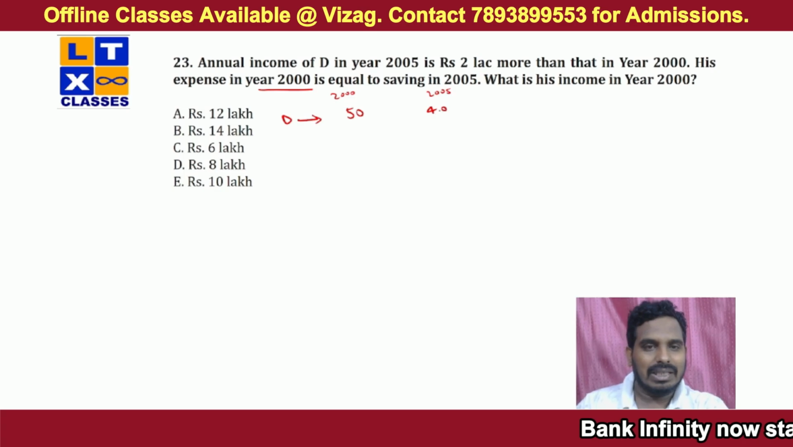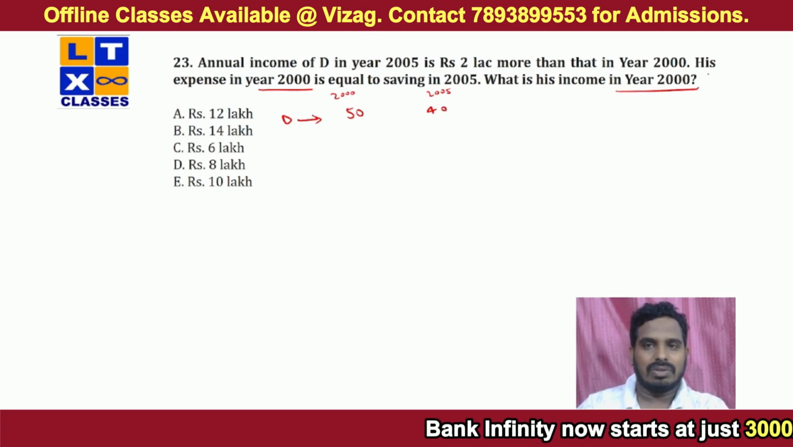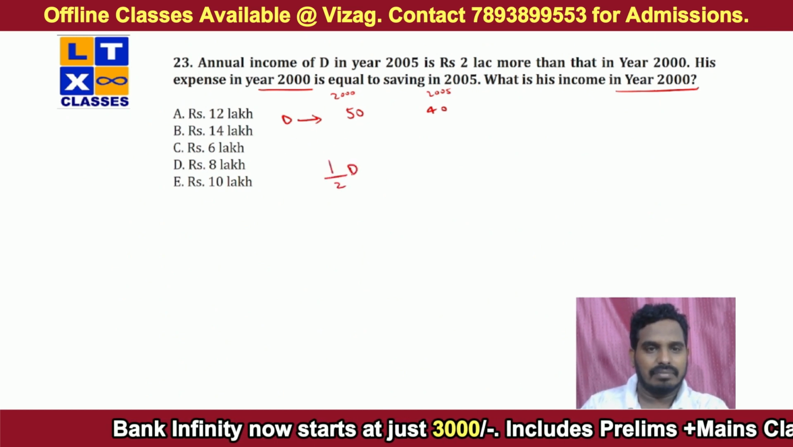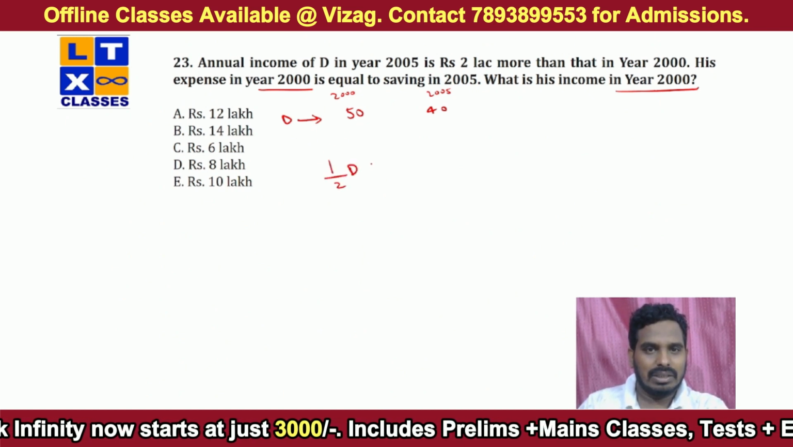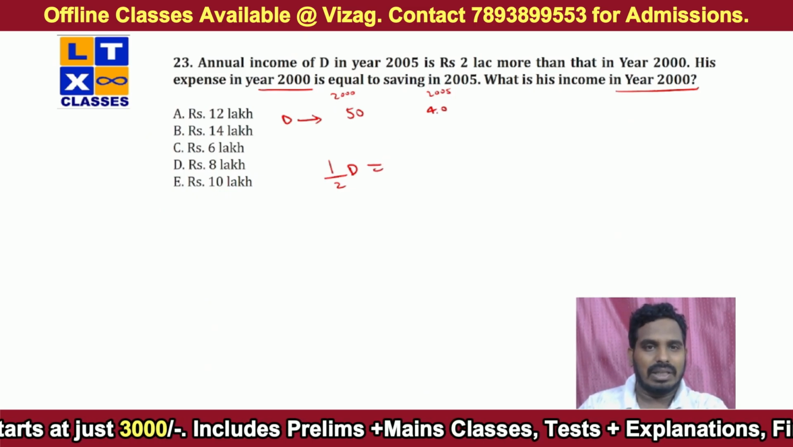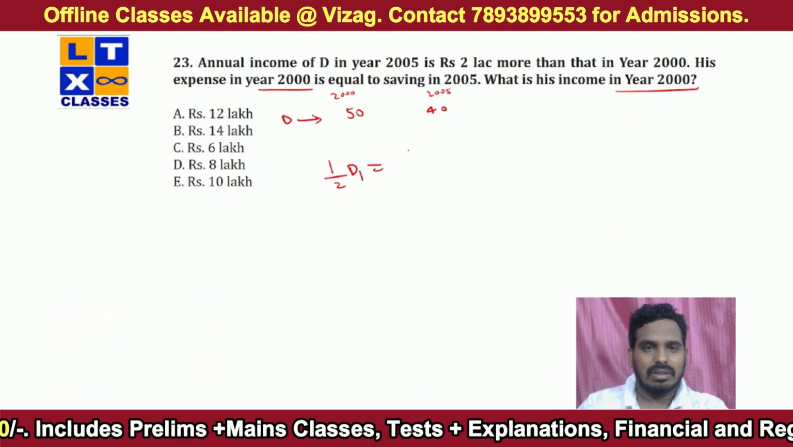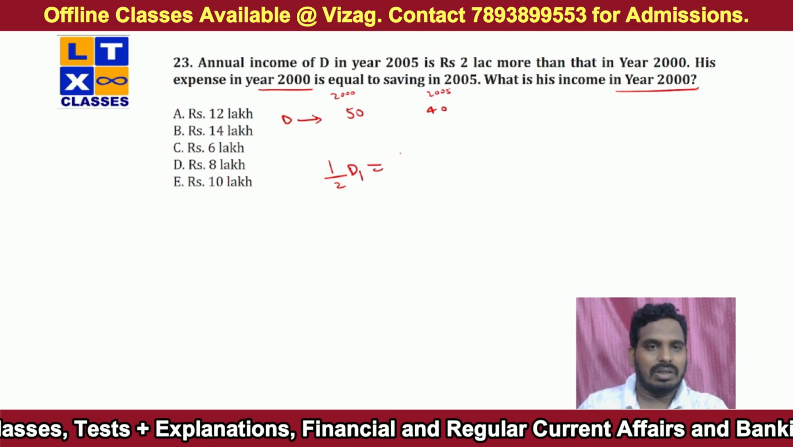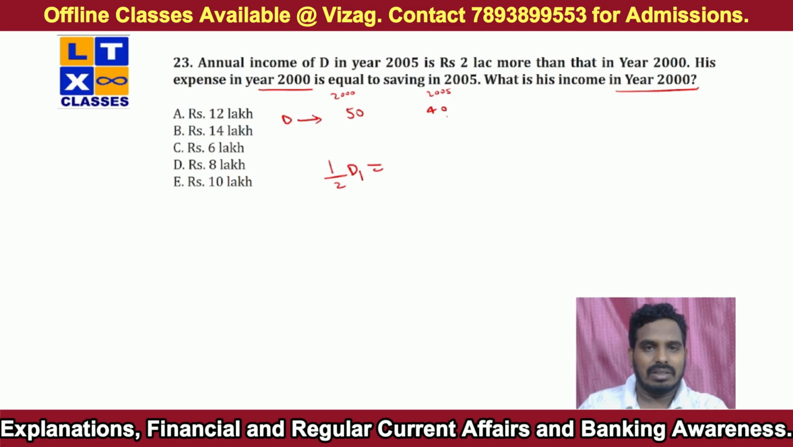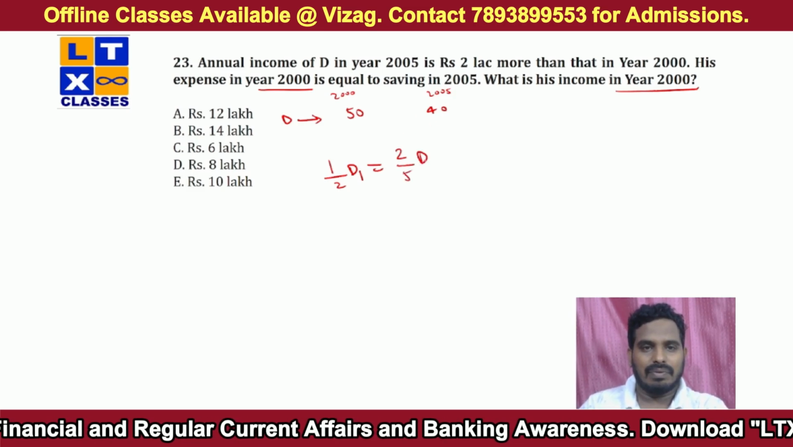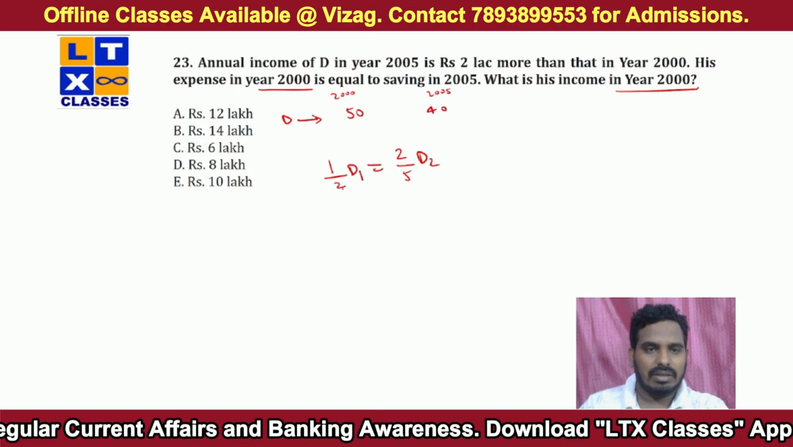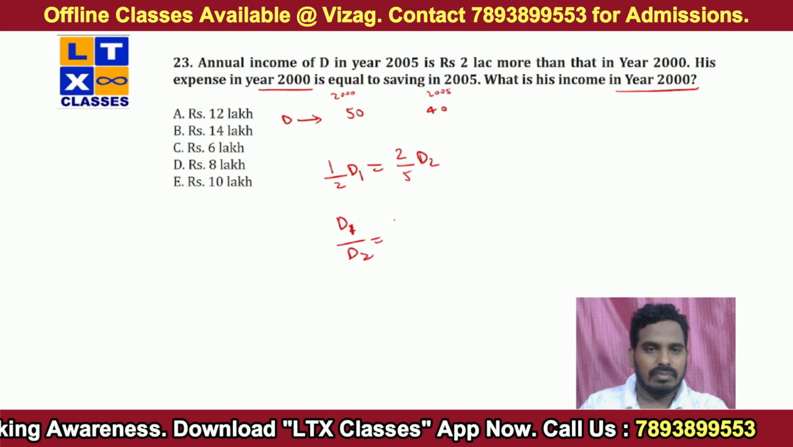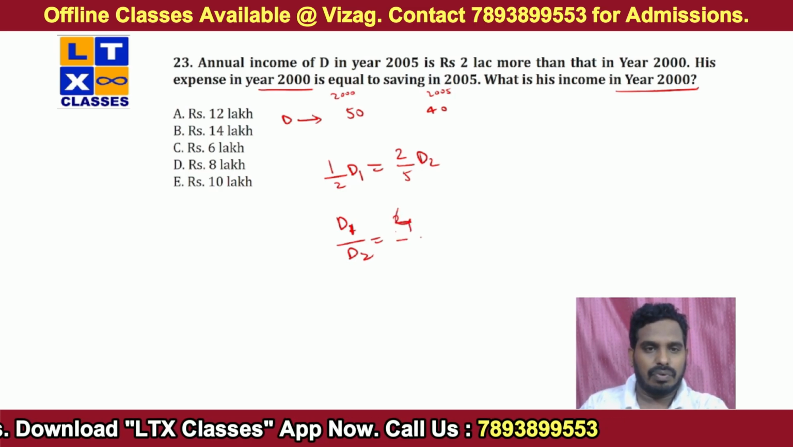Now, what is his income in the year 2005? What is his expense in 2000? 50%, right? Half of T1, right? This is equal to savings of the year 2005. What about savings? 40%, right? Which is 2 by 5 of T2, right? Now, this would be equal to T1 by T2 equals to 4 by 5, right?